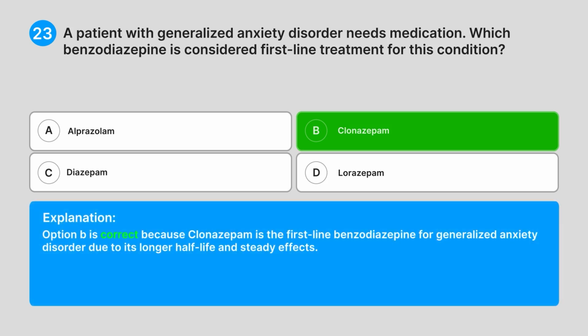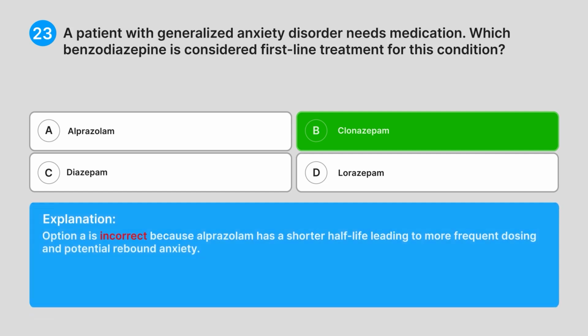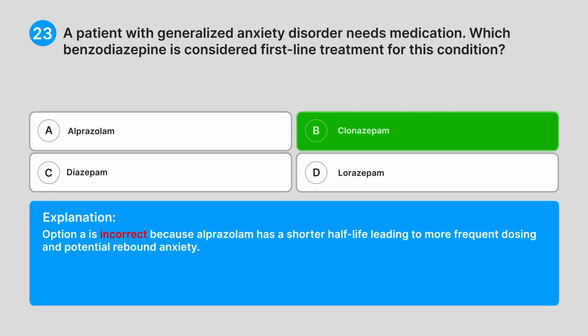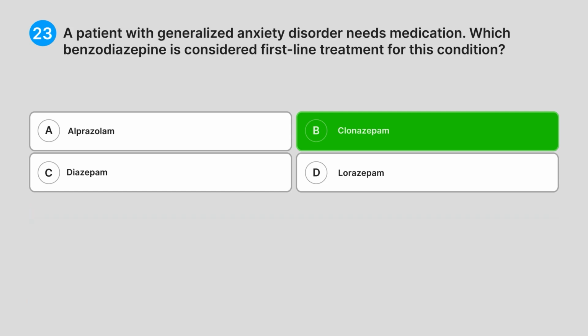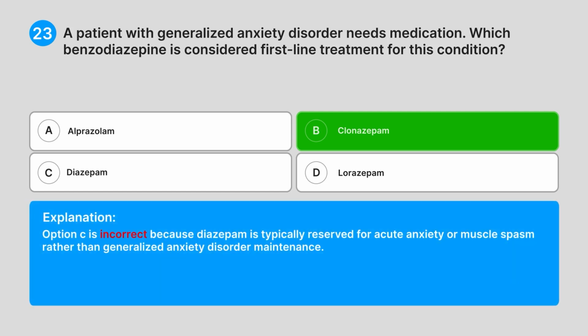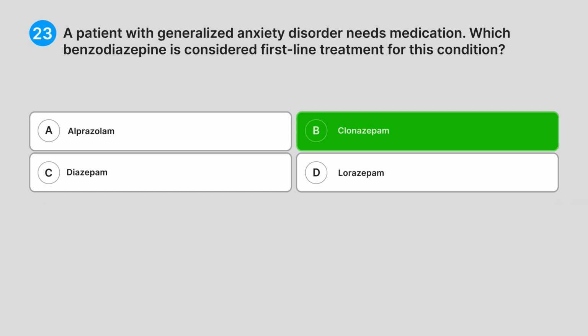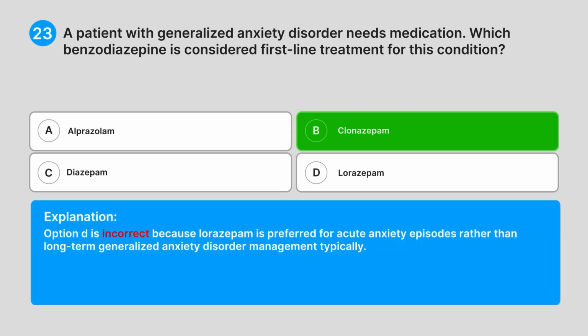Explanation: option B is correct because clonazepam is the first-line benzodiazepine for generalized anxiety disorder due to its longer half-life and steady effects. Option A is incorrect because alprazolam has a shorter half-life, leading to more frequent dosing and potential rebound anxiety. Option C is incorrect because diazepam is typically reserved for acute anxiety or muscle spasm rather than generalized anxiety disorder maintenance. Option D is incorrect because lorazepam is preferred for acute anxiety episodes rather than long-term generalized anxiety disorder management typically.